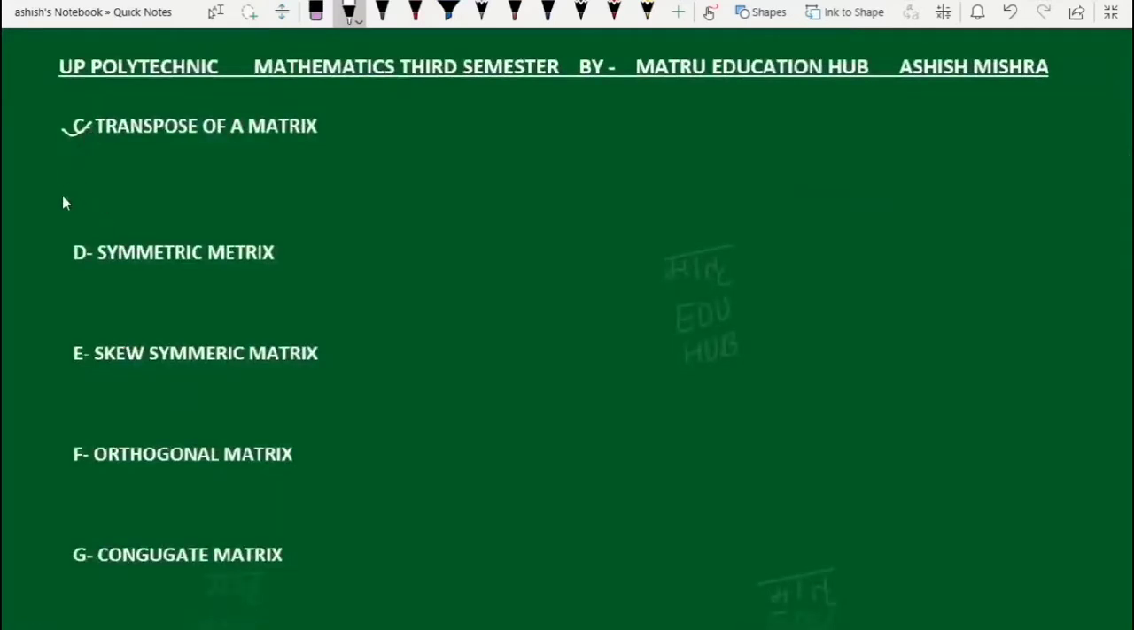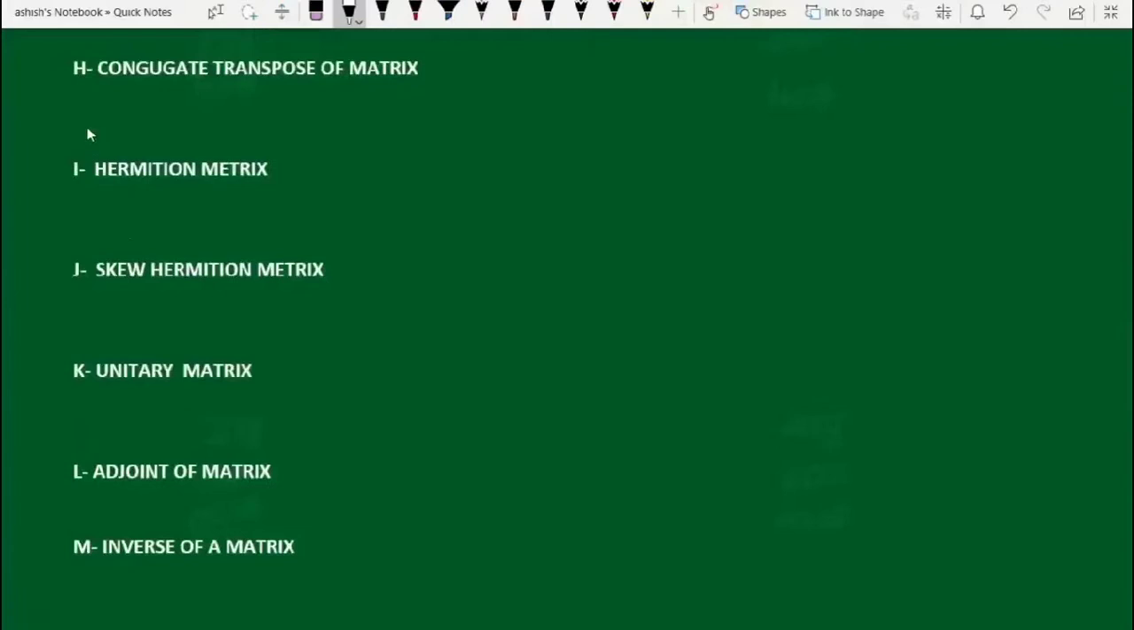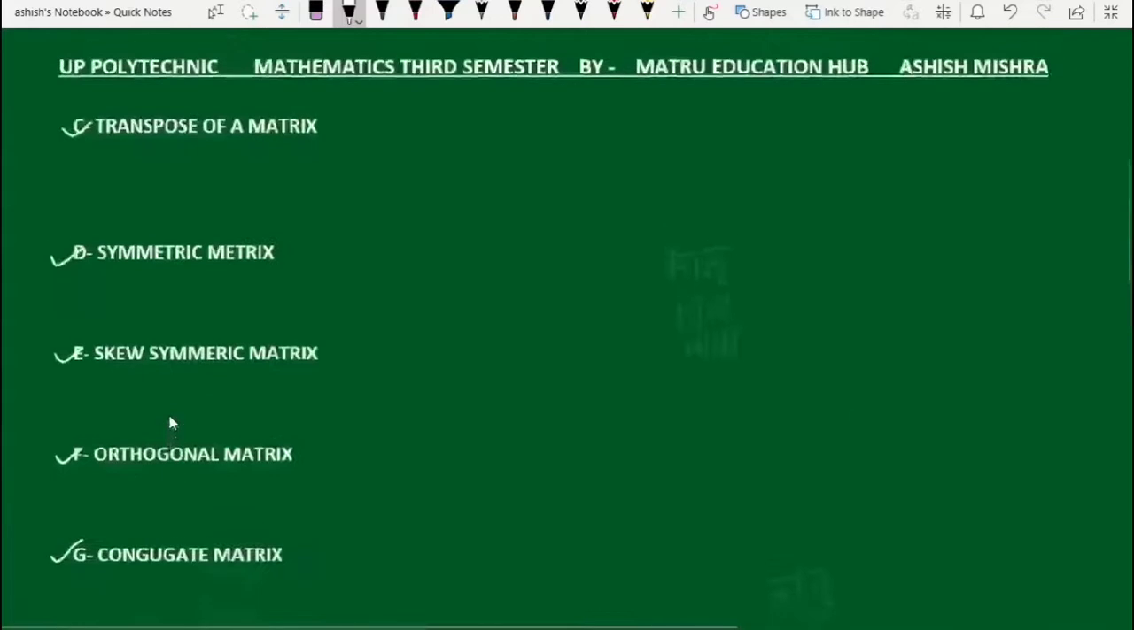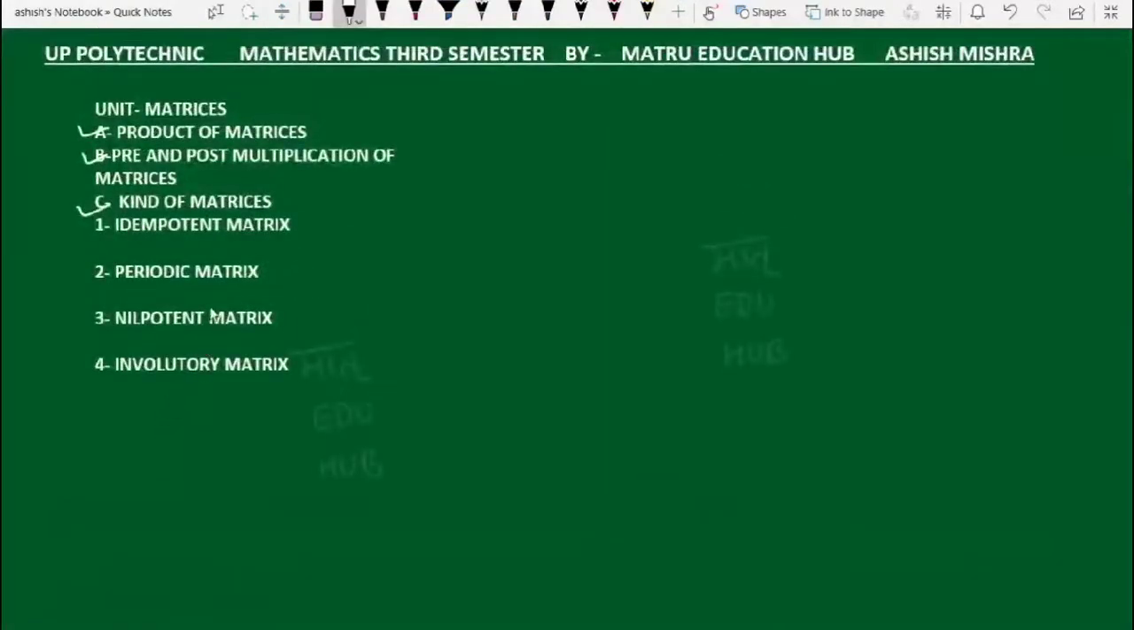Next, transpose of a matrix: symmetric matrix, skew symmetric matrix, orthogonal matrix, conjugate matrix. Next, conjugate transpose of a matrix: Hermitian matrix, skew Hermitian matrix, unitary matrix, adjoint of a matrix, and inverse of a matrix. These two are very important in numerical: adjoint of a matrix and inverse of a matrix. Okay, now let's start. First is product of matrix.